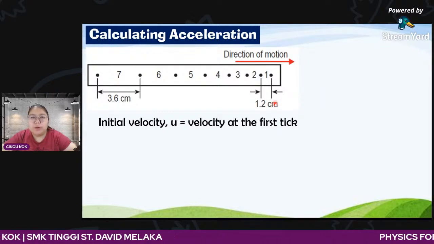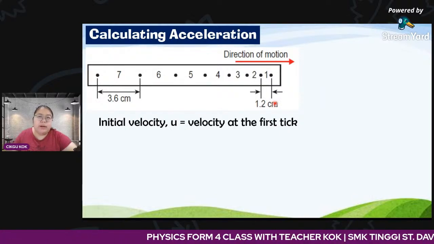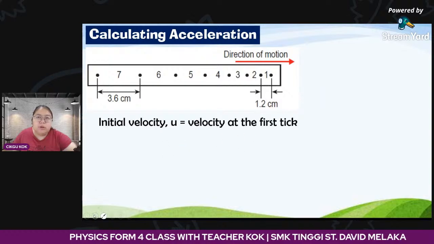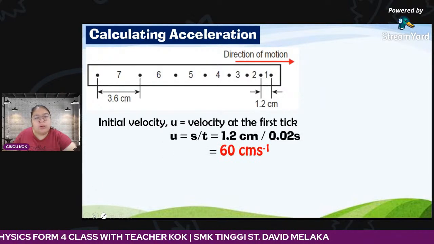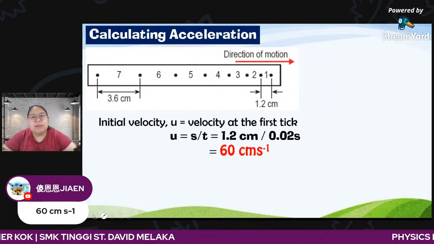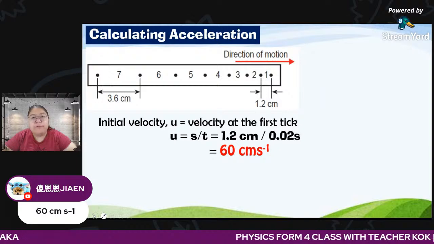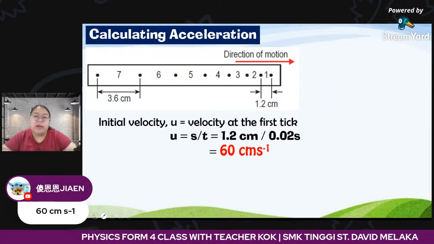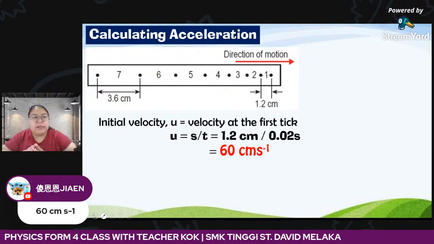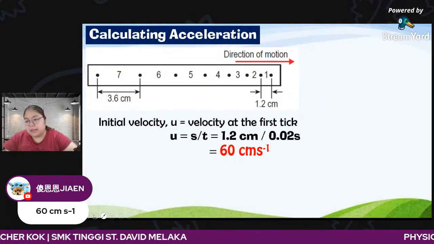1.2. 1.2 is a cm, is it? 60. Okay, we're going to check which answer should be correct. Okay, correct. So that means the answer is you take 1.2 cm, that's a displacement over the time. The time is 0.02 second because just now I show you already. The ticks always is a 0.02 second. So we get 60 cm per second.